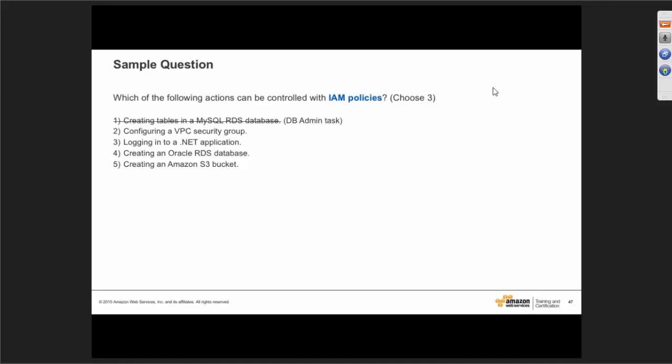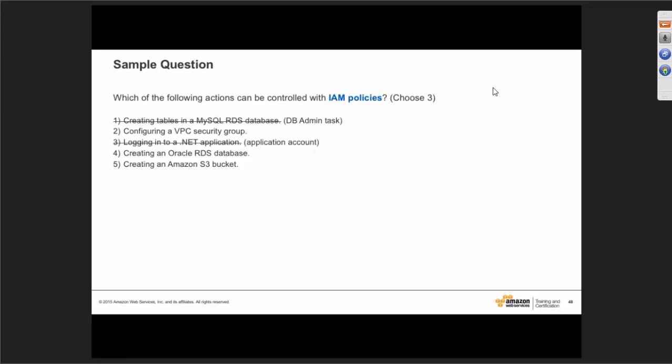Number 2 in here, configuring a VPC security group. That sounds like an API call. That sounds like something you would do through the AWS console to build your environment. So let's keep that one. Logging into a .NET application. So .NET as a Microsoft kind of tool is going to have its own set of credentials and application logic. So that is one, again, that is handled outside of AWS.